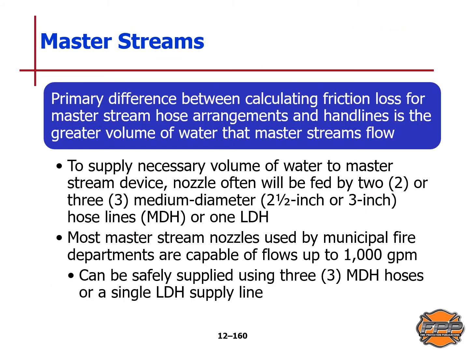The primary difference between calculating friction loss for a master stream hose arrangement and hand lines is the greater volume of water that master streams flow. To supply the necessary volume of water to the master stream device, the nozzle often will be fed by 2 or 3 medium diameter 2.5-inch or 3-inch hose lines, MDH, or 1 LDH. Most master stream nozzles used by municipal fire departments are capable of flows up to 1,000 gallons per minute. These can be safely supplied using 3 MDH hoses or a single LDH supply line.